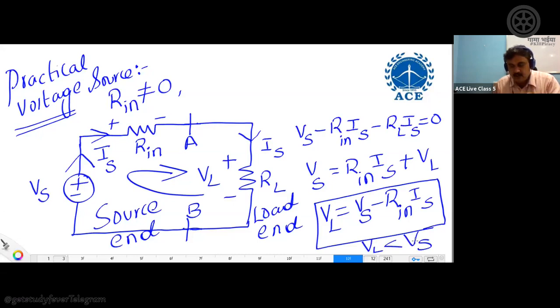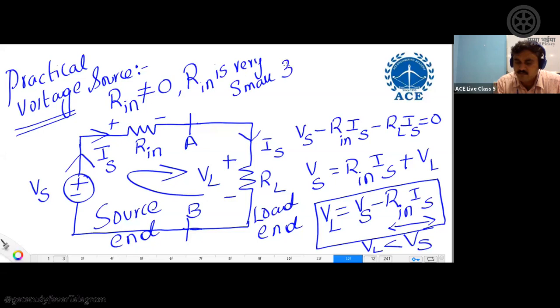Some part is wasted. Now tell me, if you want a practical voltage source to have as little wastage as possible, meaning it should not be the case where a lot of power is being wasted internally, it should have as little power wastage as possible, what should be the value of RIN? Will you take it high or will you take it low? This figure must be very close to 0. You cannot make Is 0. Is will be standard. So RIN should be kept as low as possible. RIN is not 0, but RIN is very, very small. You have to see that it becomes very small.